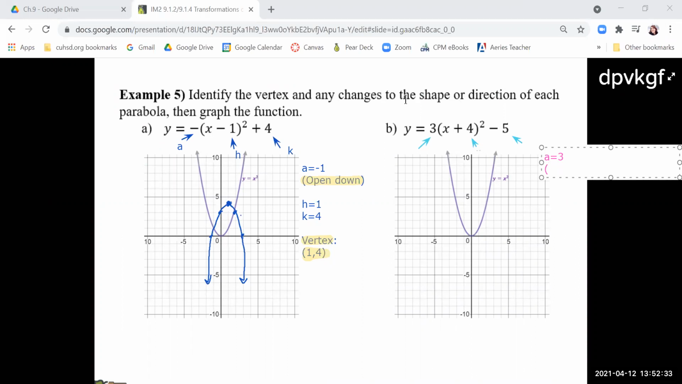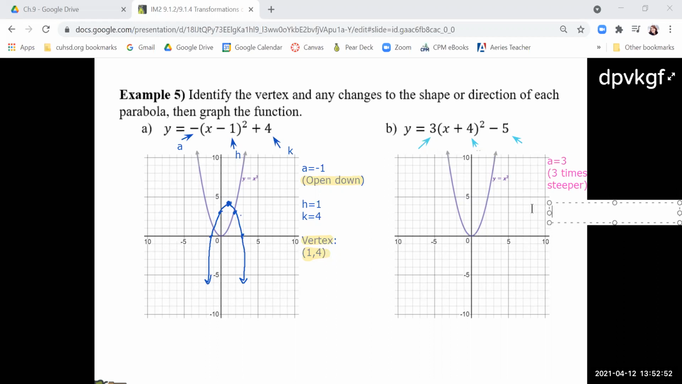All right, 3 times steeper. 3 times steeper than the parent function. Okay. And then we have our H and our K. So our H, remember H is always the opposite of what you see, so it's a -4. Our K is exactly what you see, so it's a -5.